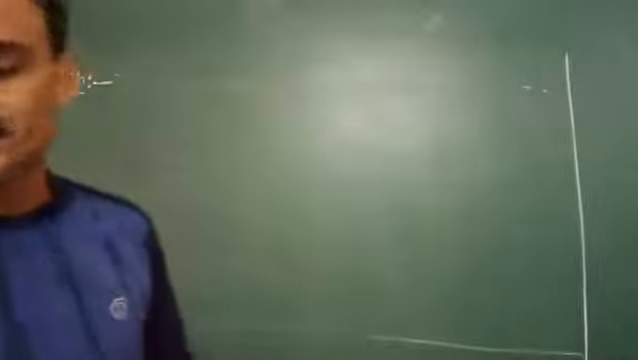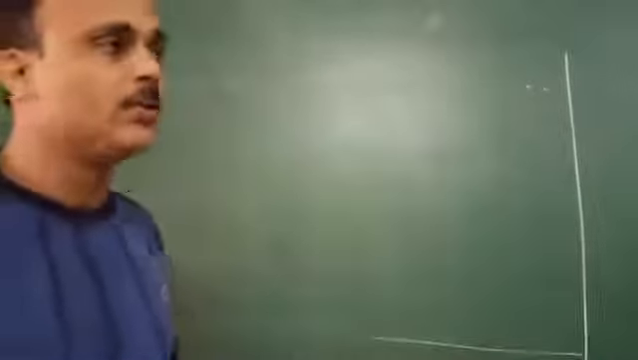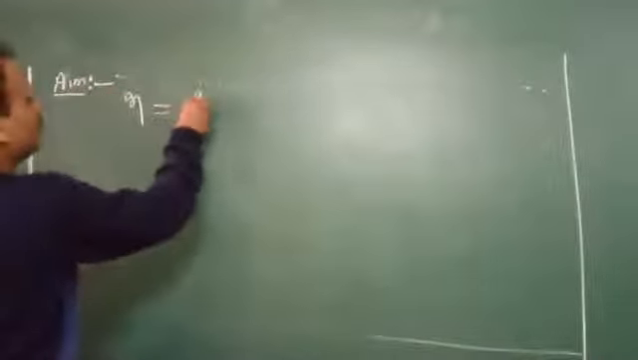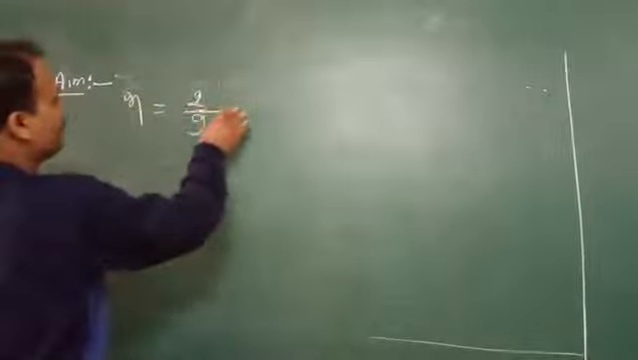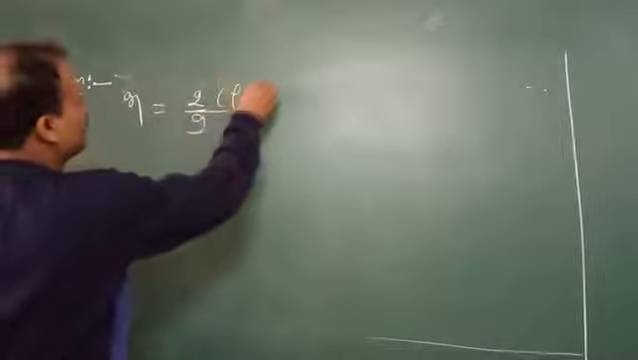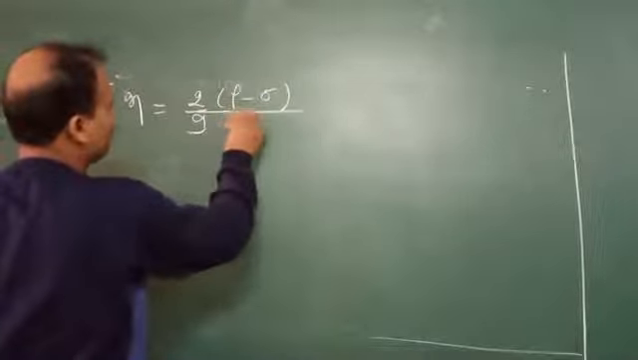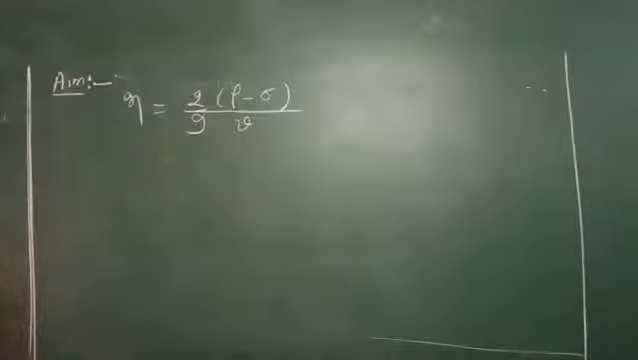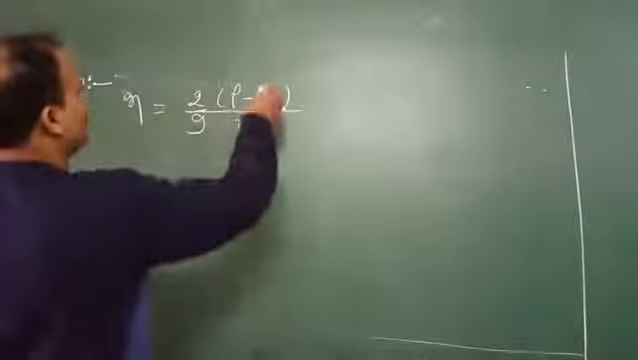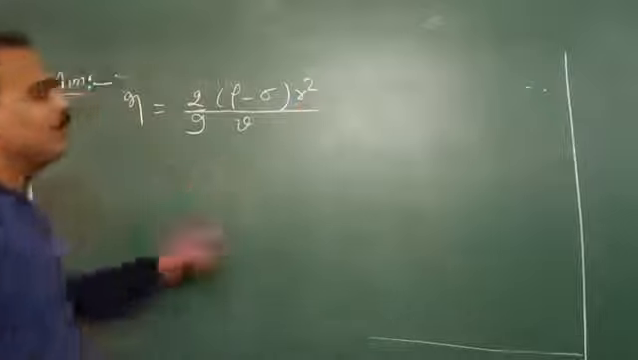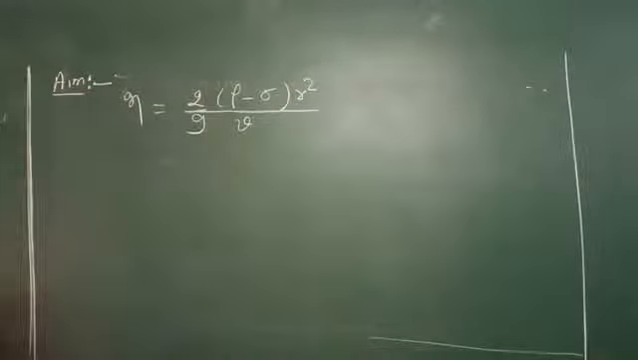The coefficient of viscosity eta is equal to 2 upon 9, into (rho minus sigma), into r square upon v, into g.